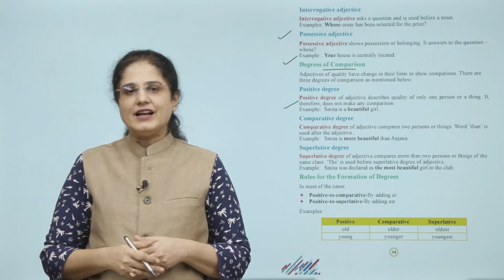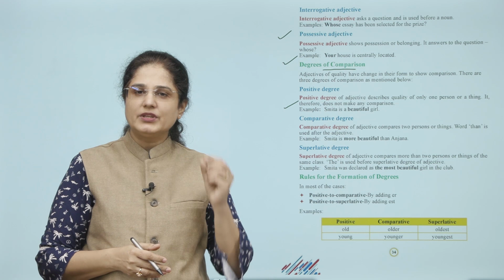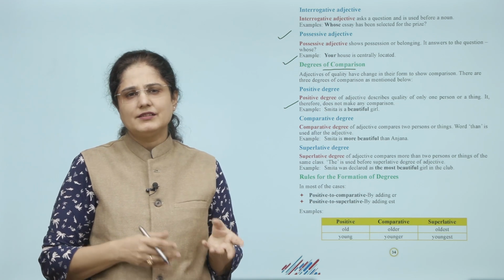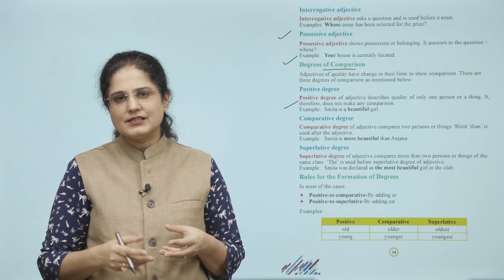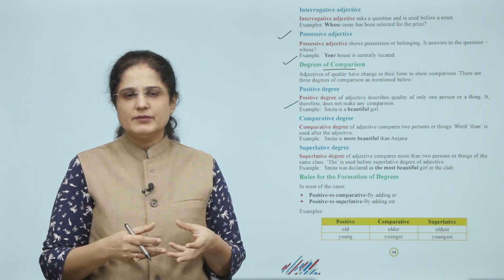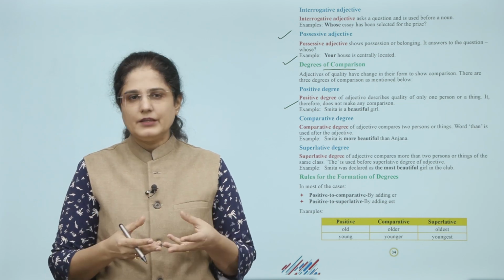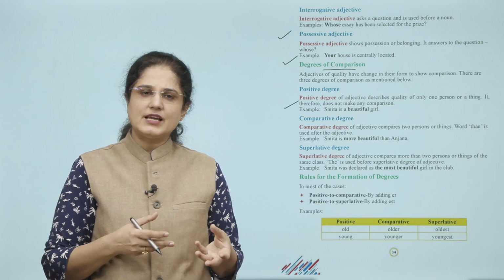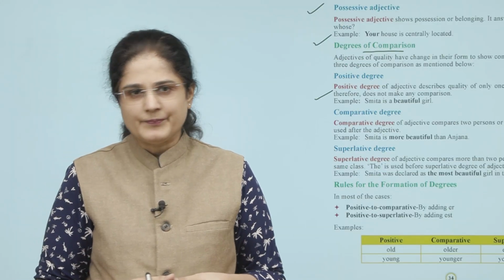Positive degree of adjective describes quality of only one person or a thing. It therefore does not make any comparison. किसी एक ही इंसान या चीज़ की अगर आप कोई क्वालिटी बताते हैं तो वहाँ पे कोई कंपैरिजन नहीं होता. That is a positive degree. For example, Smita is a beautiful girl.